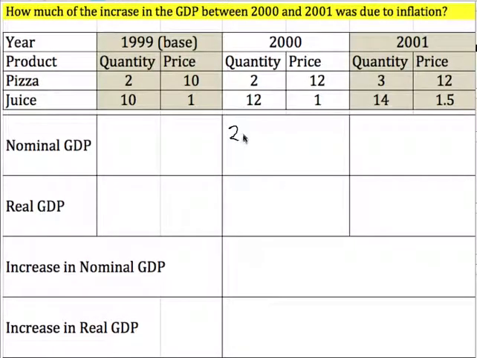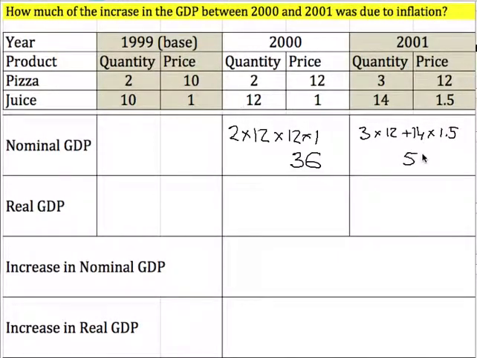Nominal GDP is just the sum of all quantities multiplied with their prices. 12 times 1. So the nominal GDP here is 36. Let's figure out nominal GDP for 2001. For 2001, once again, we're multiplying 3 by 12 plus 14 times 1.5.